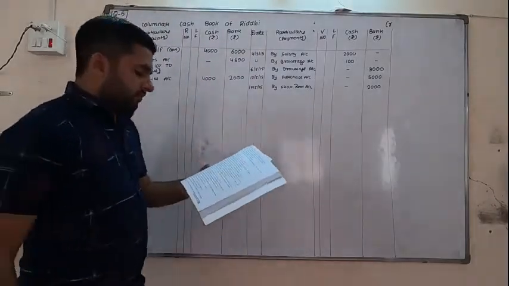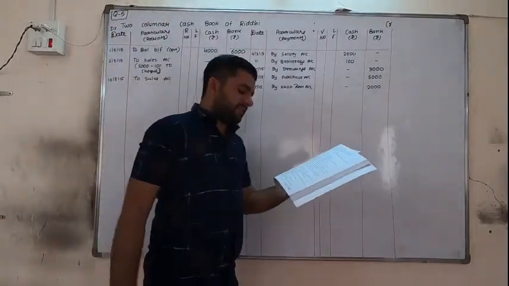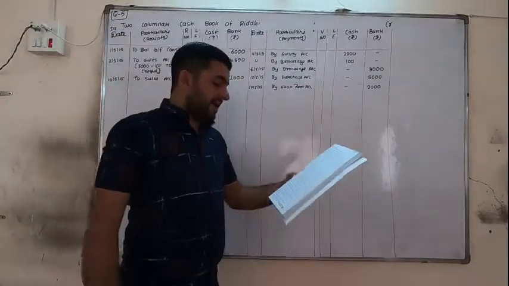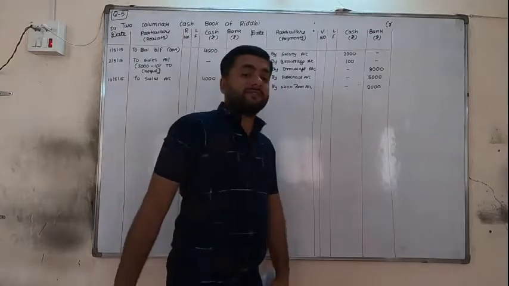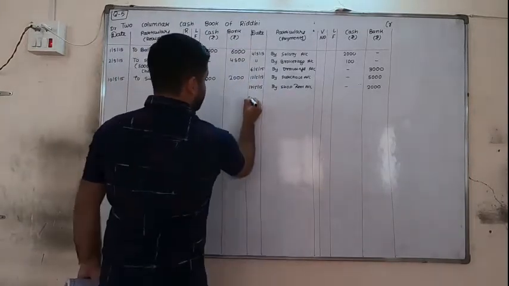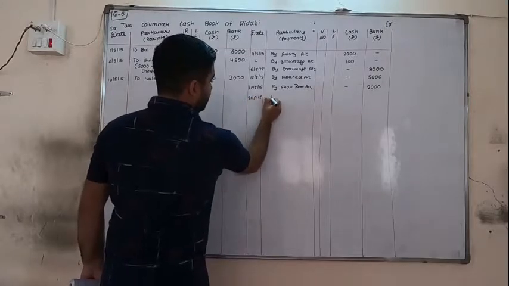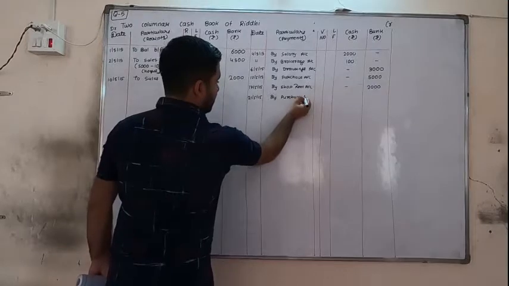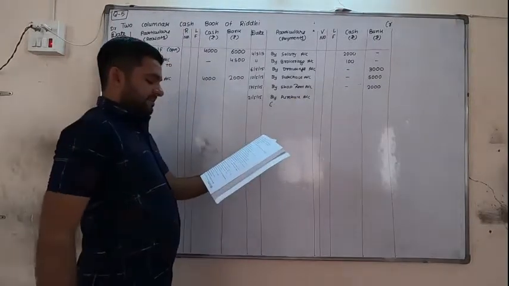Next, goods of 4,500 purchased in cash at 10% trade discount. Again we are purchasing the goods, and they are purchased in cash, so cash is going out. So on the credit side itself, 21/5/15 By purchase account, and we have to ascertain the net amount.